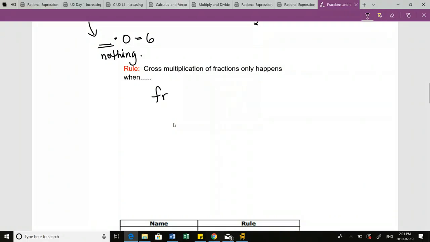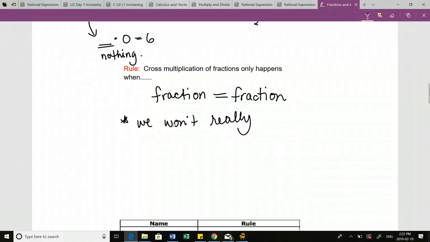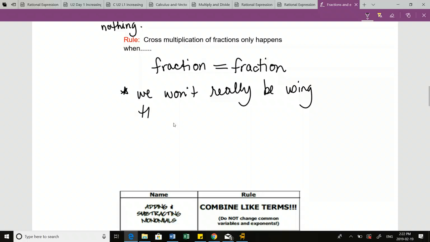So we only use it if we have a fraction equals a fraction. And then we multiply the denominator up on both sides. So we're not really going to have to worry about cross multiplication, okay? We are going to cross cancel, like cross reduce like I showed you, but not cross multiply. Okay, so that's the foundation.